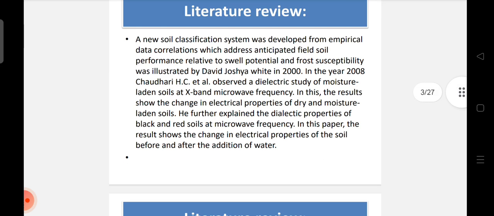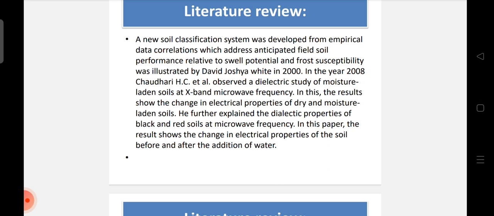So here I have a literature review. A new soil classification system was developed from empirical data correlation which addresses anticipated field soil performance relative to soil potential and frost susceptibility, was illustrated by David Josiah White in 2000.